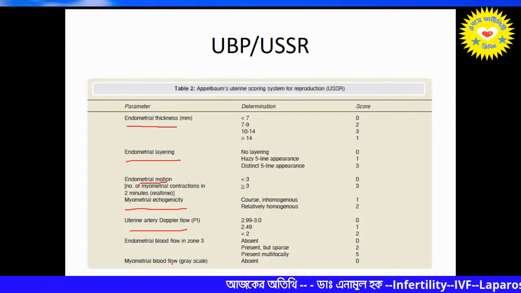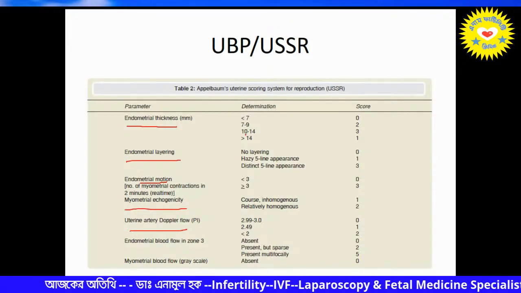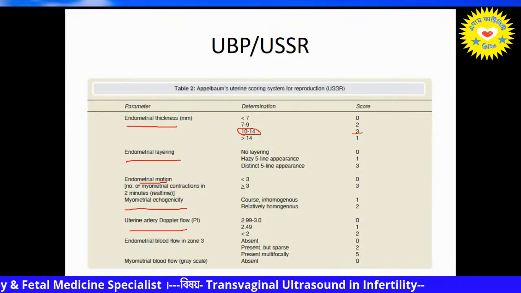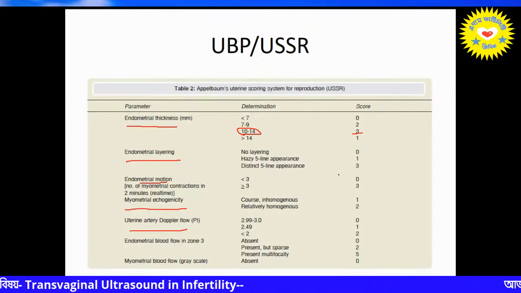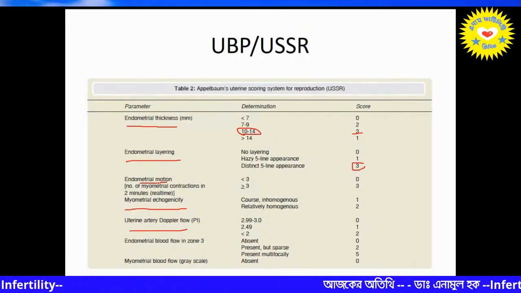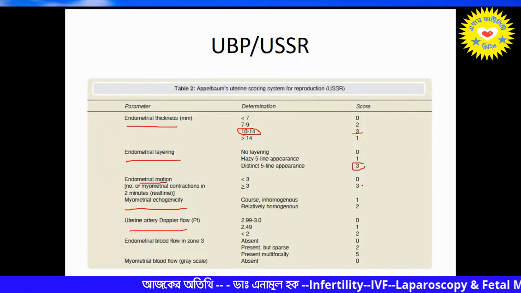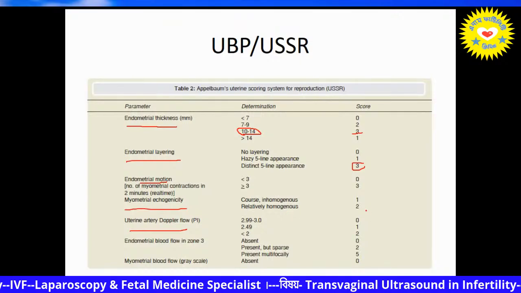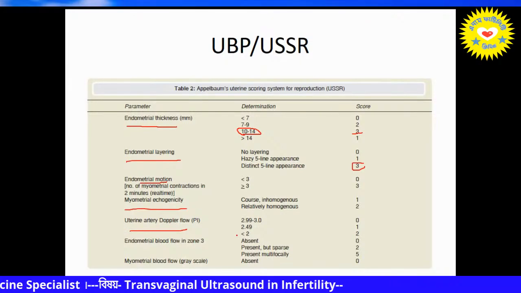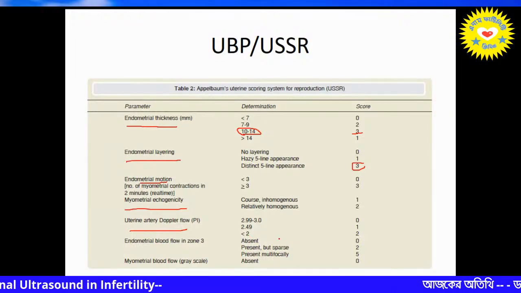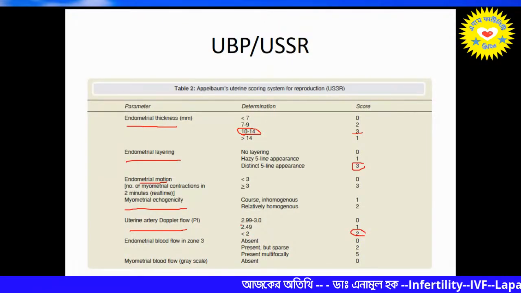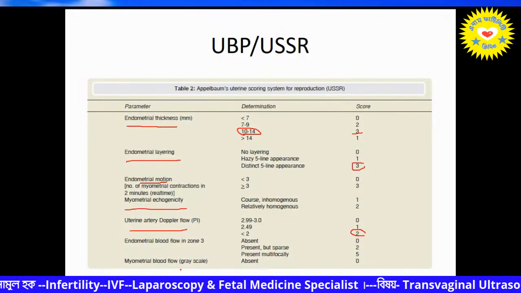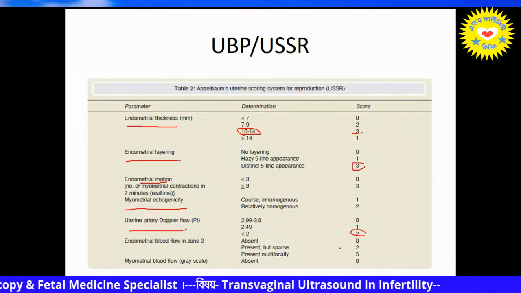These are the parameters. So if you get endometrial thickness like 10 to 14 millimeter, that is the more point, score is 3. Endometrial layering, if you see 5 layering, this score is 3. If you get more than 3 endometrial motion, the score is 3. And myometrial echogenicity, relatively homogeneous, so score 2. If uterine artery PI less than 3 or less than 2, the score is 2. You see, less than 2. And endometrial blood flow in zone 3 or 4, this is score 2. And if myometrial blood flow abundant, then score 5. So these are the scores.